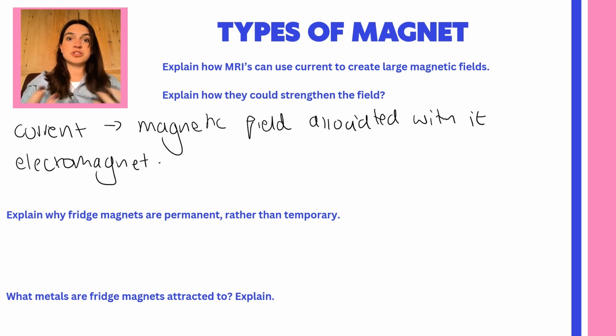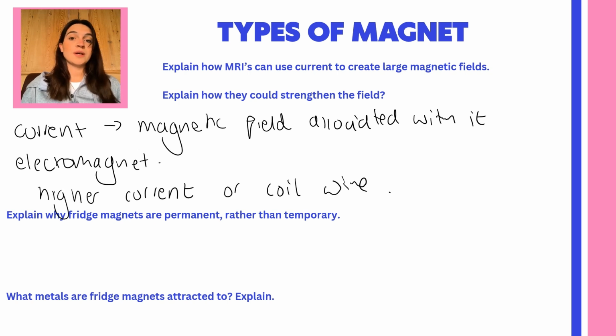But we need really strong fields for MRI. So how can we strengthen that field? Well, you can either increase the current that you have going through that wire, or you could add some coils to your wire, or maybe I should say more turns on your coil to your wire. So coil it up.